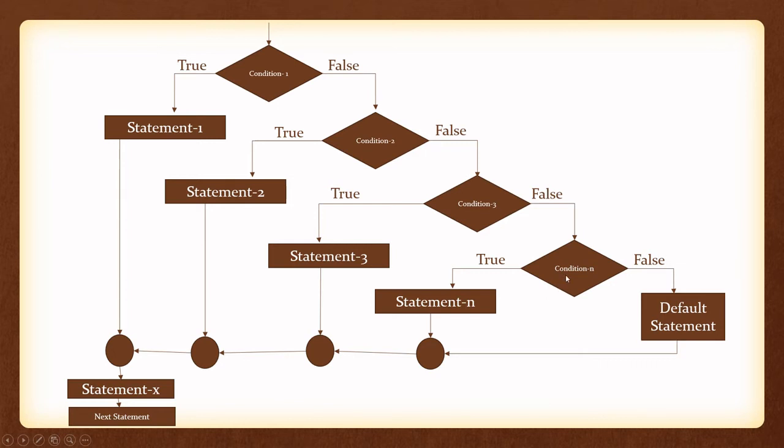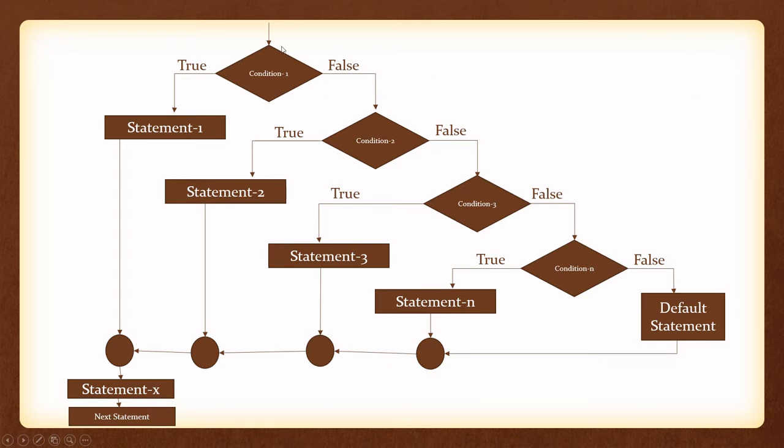So here also it will check the condition. If the condition is true, then the statement n will be executed. If this condition also failed, then it executes the default statement. So this is the working principle of the else if ladder.